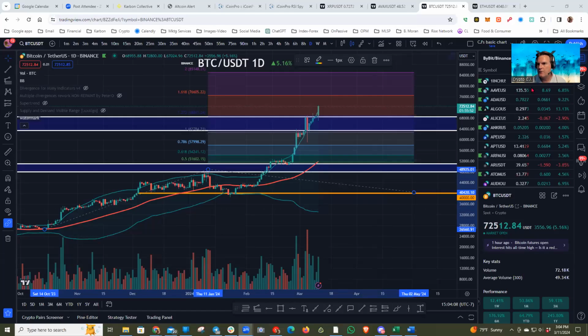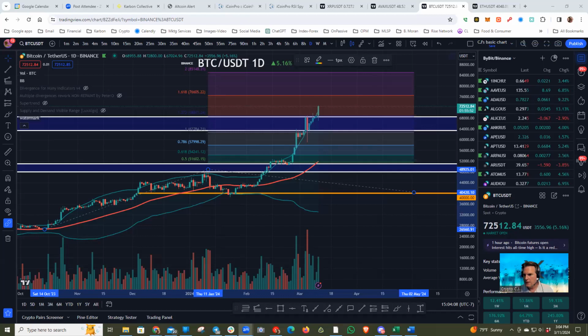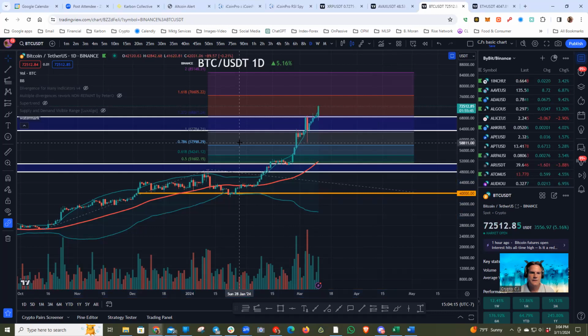So let's start at the Bitcoin chart. Okay, you should be seeing my Bitcoin day chart, which contains a new feature. This is the trend-based Fibonacci retracement. I'm actually going to delete this and put it back in to show you how I did it, because we're in price discovery. We broke the all-time high, and it's up to 72.5 at the moment.